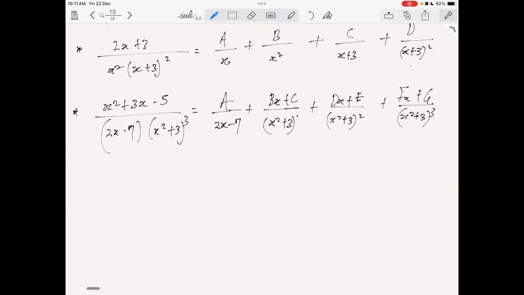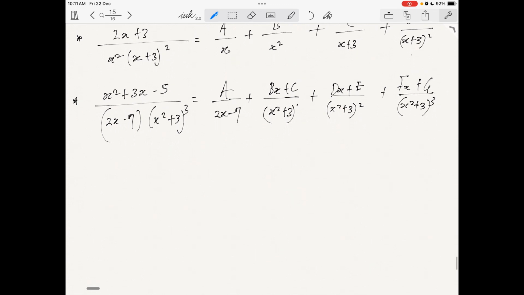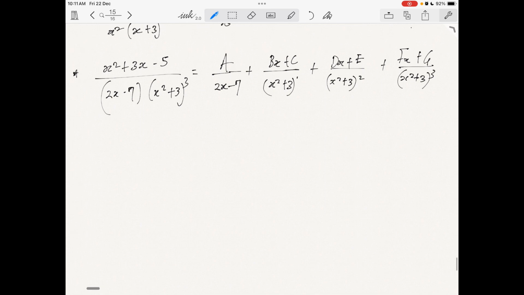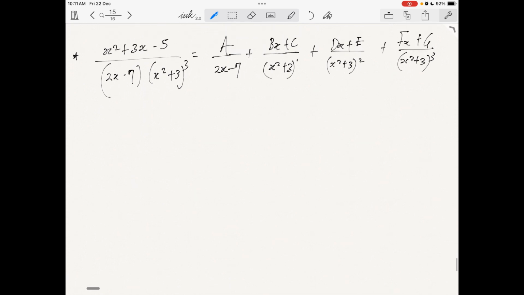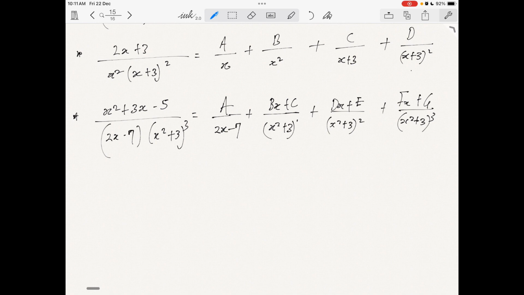Now we will try as much as possible to solve the problem. These two examples are just to show how the factors have been split and the partial fractions have been assigned. So now let's solve something.